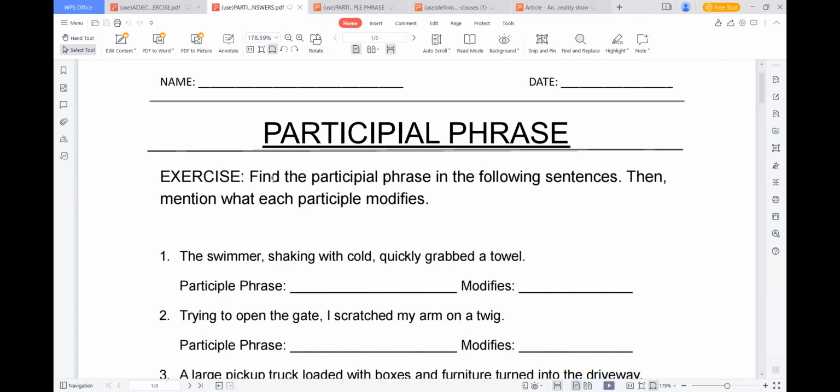So let's look at here. What is a participle phrase? Just now the phrase we learned is the adjectival phrase, and now we are learning the participle phrase. The adverbial phrase is later, but we look at the participle phrase here.